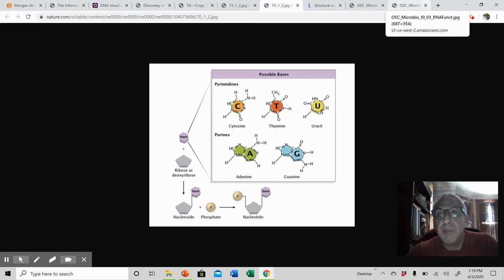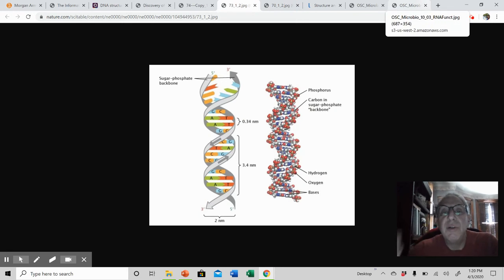You have the bases that are made up of sugars and phosphates, and they make up the base. So you have a nucleoside, which is a base and a sugar, and the base is either adenine, guanine, thymine, or cytosine in DNA. Uracil would be in RNA. When you add a phosphate to a nucleoside, you get a nucleotide. Essentially, these form the building blocks of DNA.